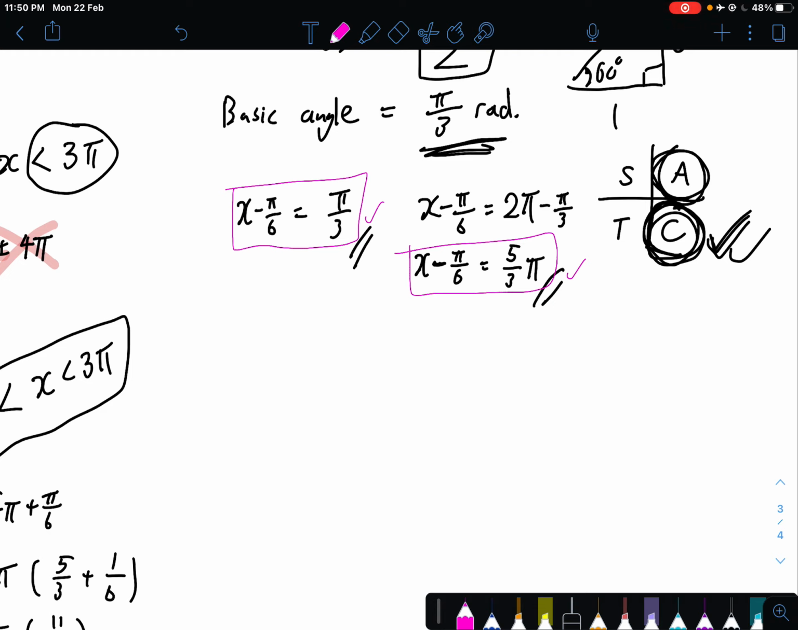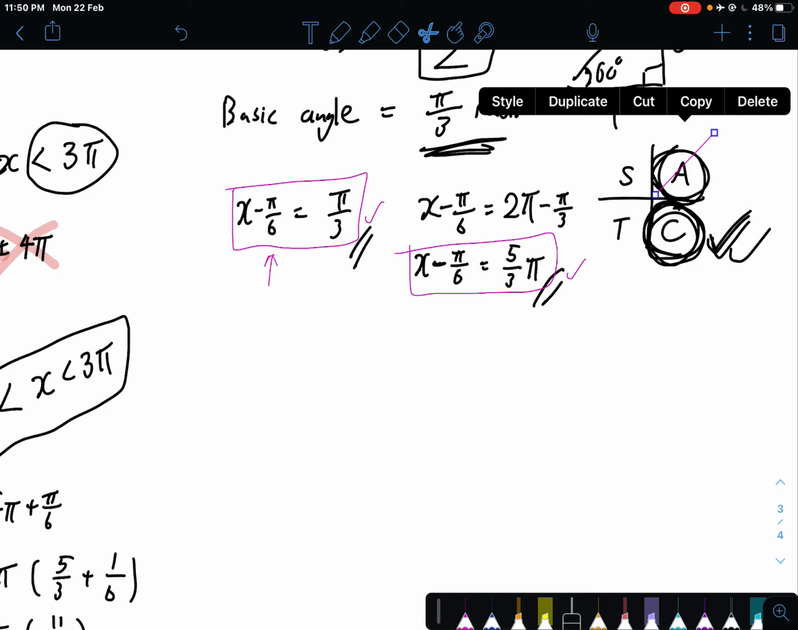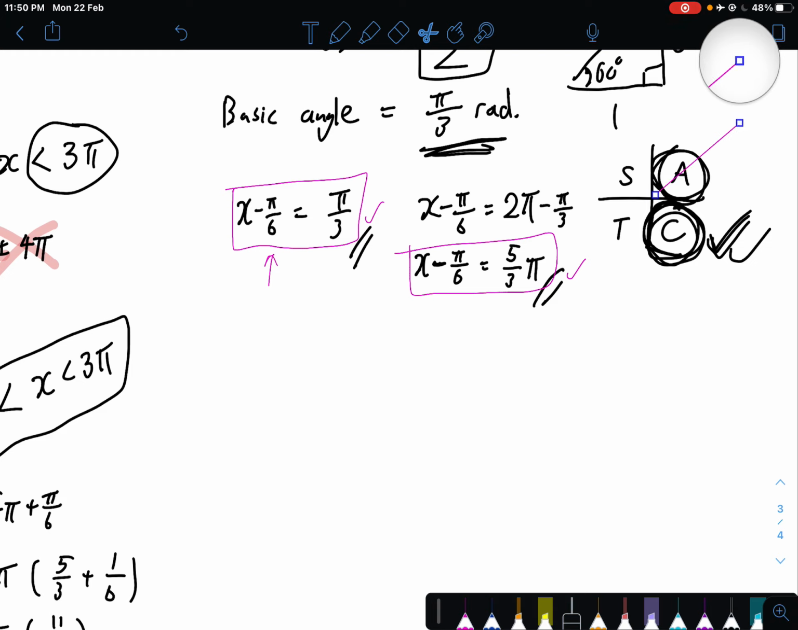Why can we do that? Because you see, currently what we have, for example in this case, x minus pi by 6 equals pi by 3, it means that we have a certain angle that's in quadrant 1, some angle over here. And what about this angle? We are starting from the right hand side, we rotate clockwise a little bit, and then we get a pi by 3.